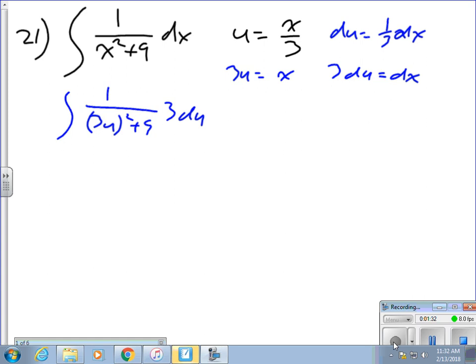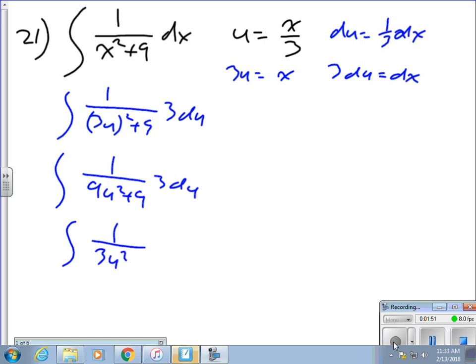Now I need to do a little work to simplify things out. It's the integral of 1 over 9u squared plus 9 times 3 du, equals the integral of 1 over 3u squared plus 3 du. See what I did there? Just reduced everything by 3. Okay. Pull out the 1/3.